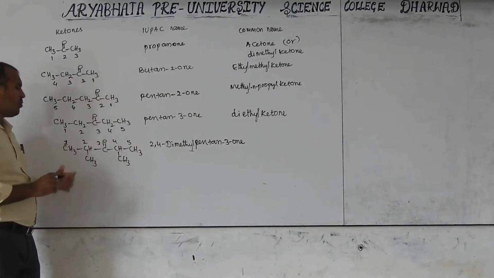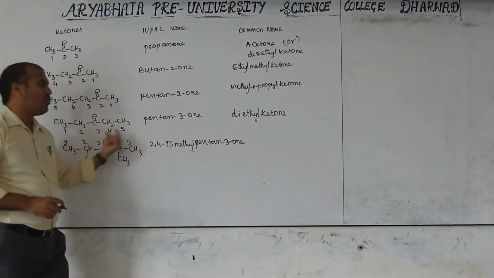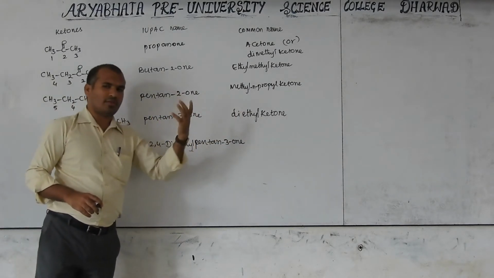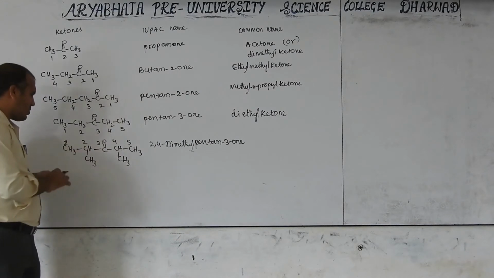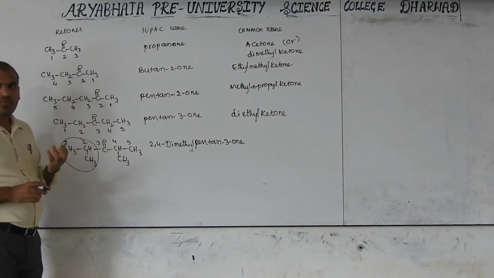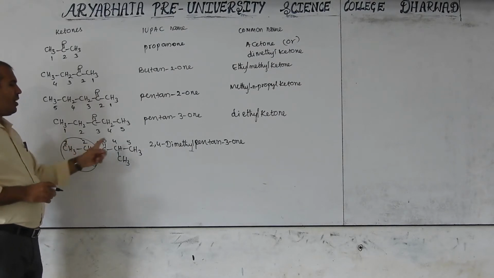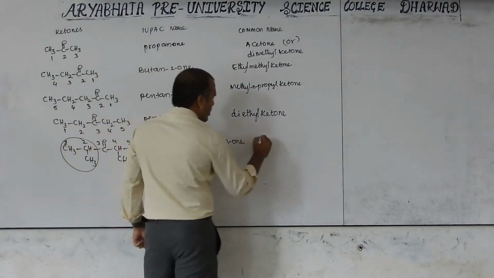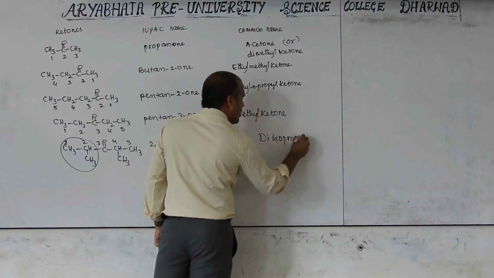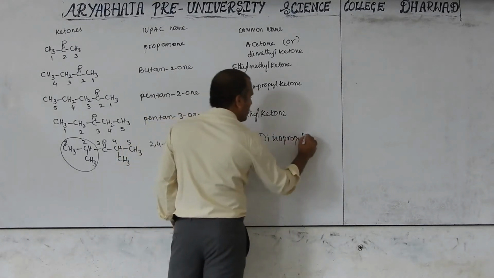If the common name, when both sides are the same, is like ethyl, ethyl, diethyl ketone. But what is the group name of this one? Both sides are the same. Iso, but how many carbons? 3 carbons. Isopropyl. Then how many are there? 2. That is called diisopropyl ketone.